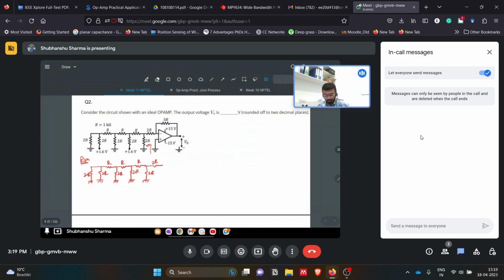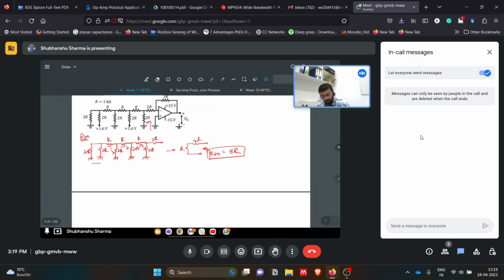Okay, so then this is parallel, which will be R. Then in series with R, that is 2R. Then again parallel R. Then again 2R. Then R. Then 2R. Then R. So finally we will be getting this thing: 2R, R, RTH. So RTH will be 3R. Okay, easy. Now we have to calculate VTH.